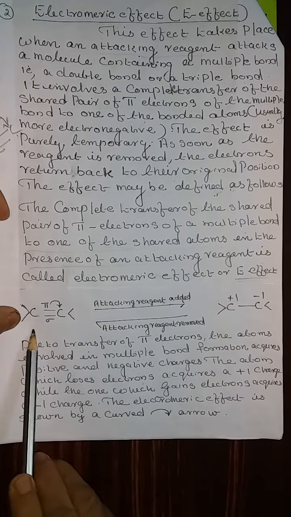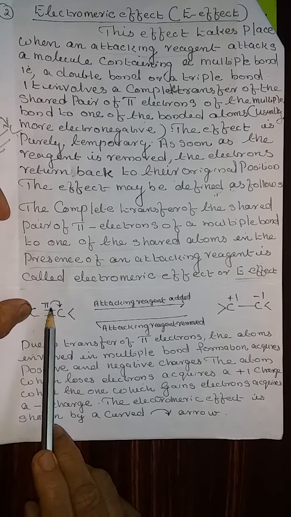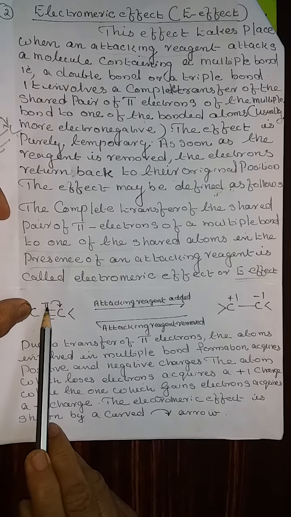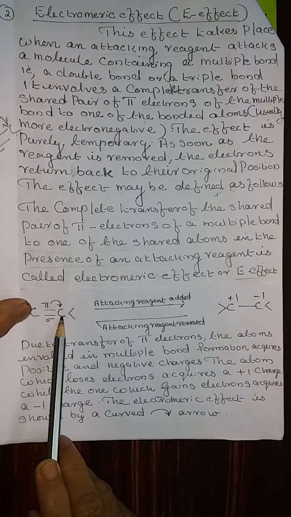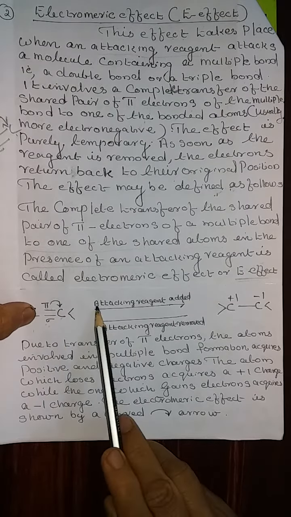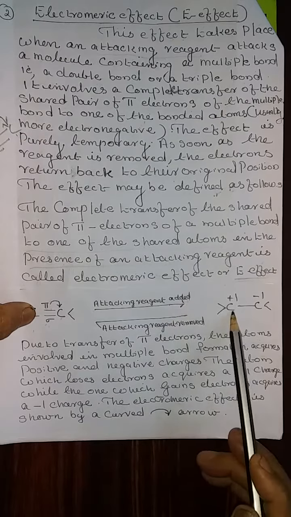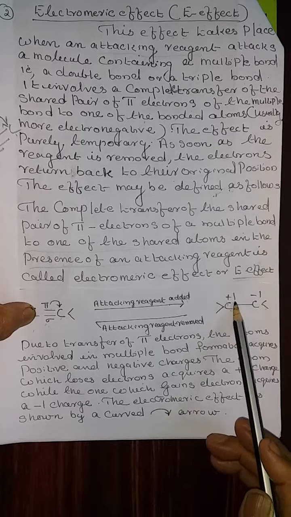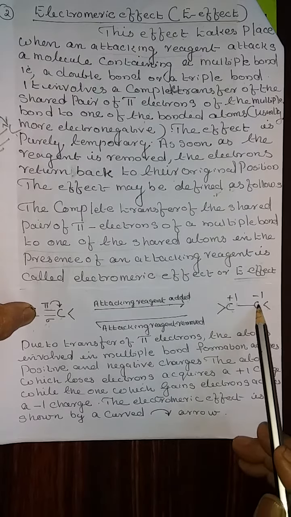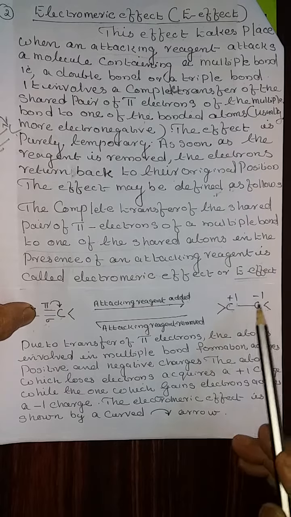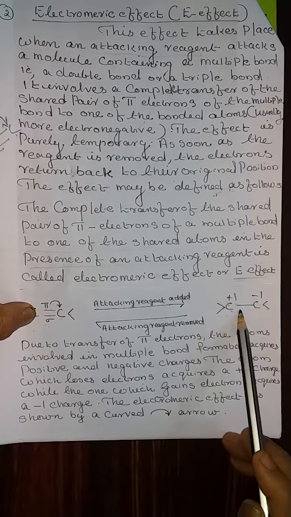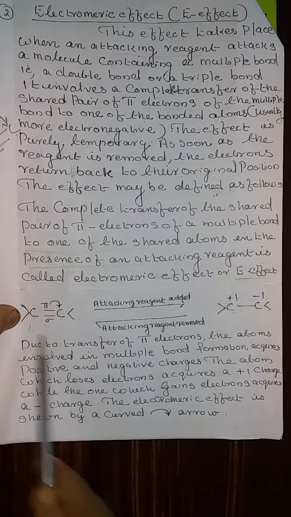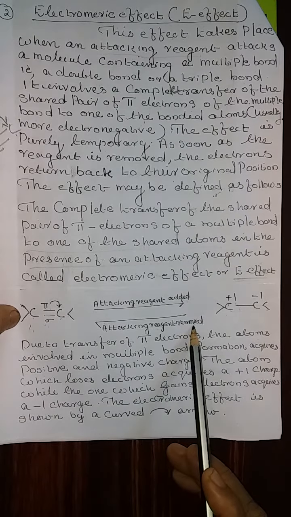It can be explained like this. This is a carbon-carbon double bond, with a pi bond and a sigma bond. The pi bond electrons are completely transferred to this carbon when the attacking reagent is added. This carbon lost the electron, therefore plus 1 charge. This carbon gained 1 electron, therefore minus 1 charge. But if the reagent is removed, automatically the electrons return to the original position. That is, the attacking reagent is removed.